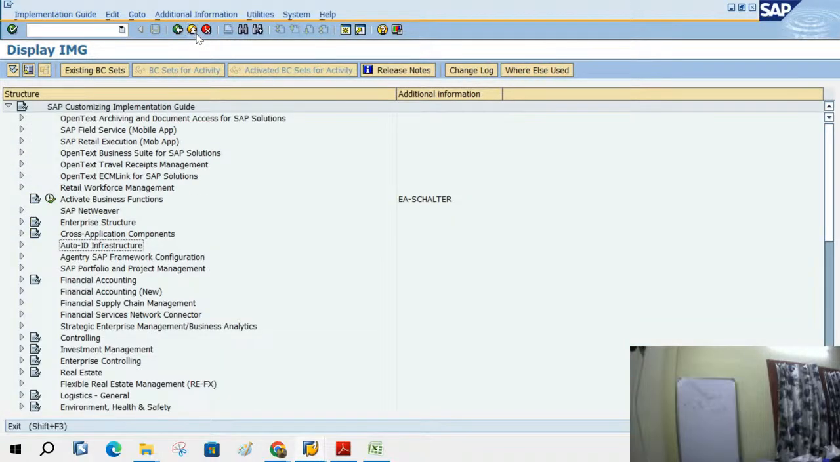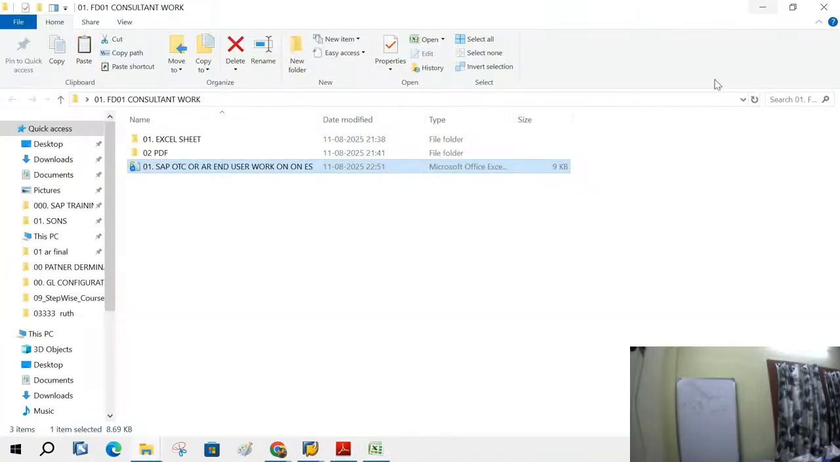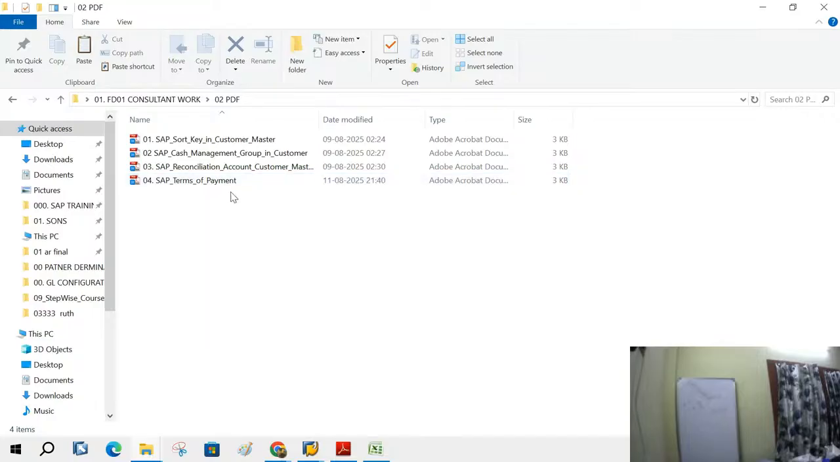Now what you have to understand in the whole of the FD01 consultant work: you have to know what is a company, what is a company code, why you assign company code to company, then what is a reconciliation account, what is a sort key, what is a cash management group, and what are terms of payment. Correct? I have not put company code and why we assign company code, because we discussed that in detail when we talked about enterprise structure. Correct?